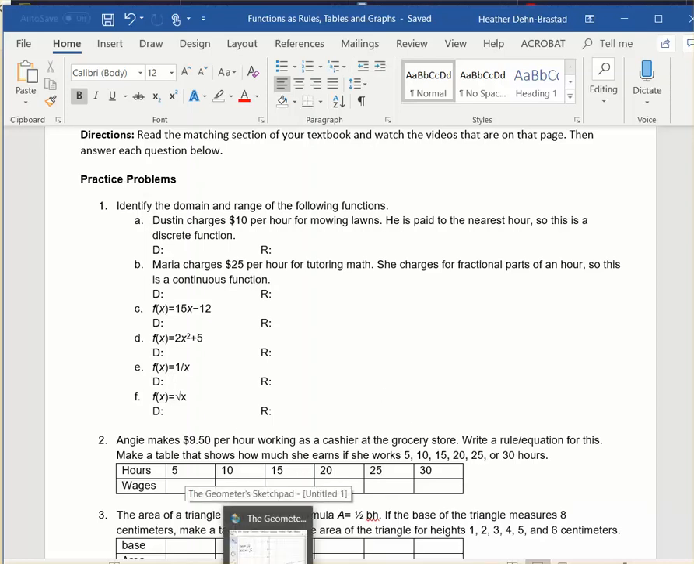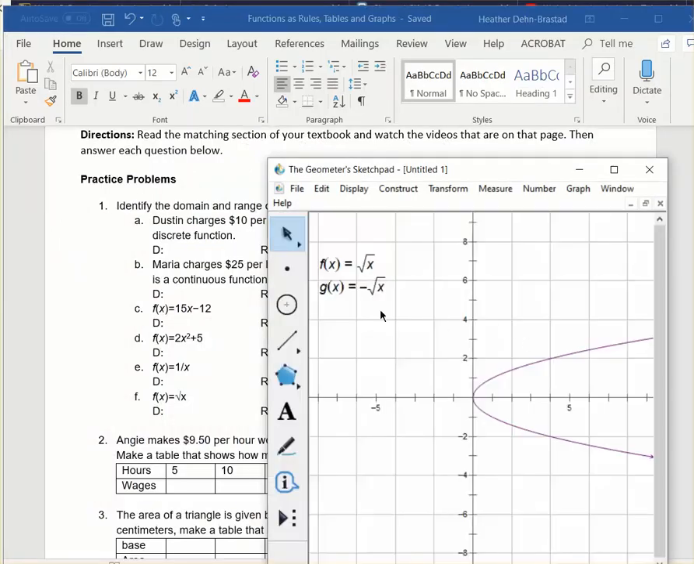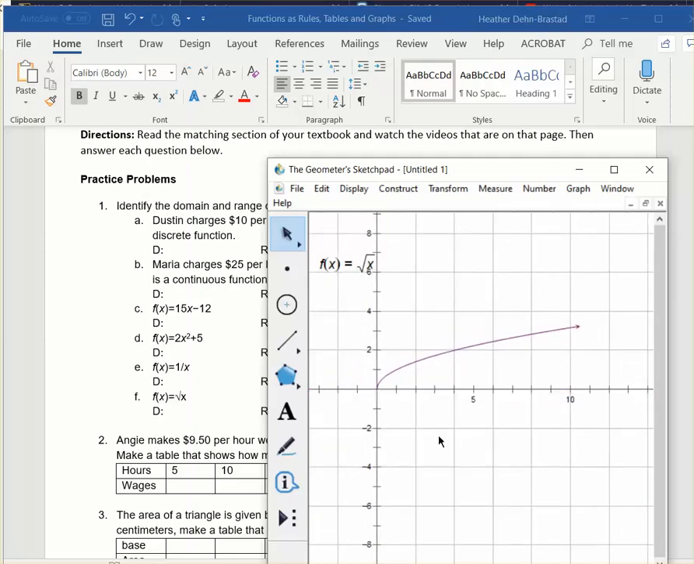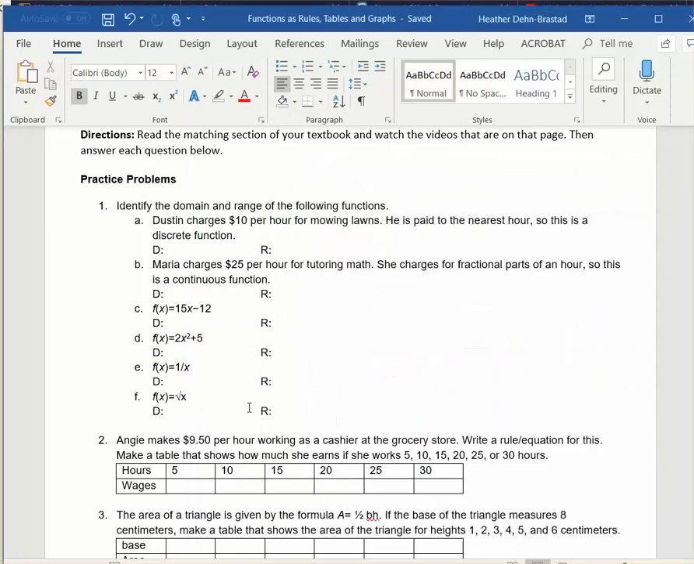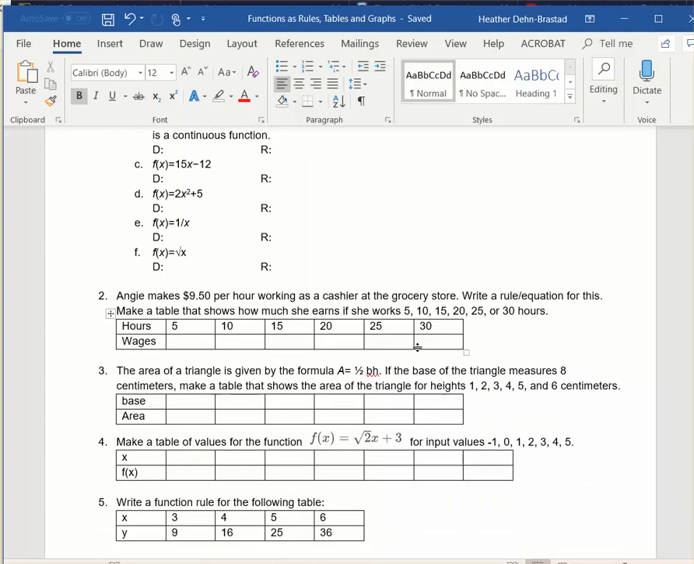In letter F, that square root one, the square root of x is this top part. Let's take this part away. This is the square root of x right here, because I had graphed this for a previous video. So you can think about what the domain and range of it are. All of these, C, D, E, and F, are continuous functions, so all of the domains and ranges will be either all real numbers or an inequality like x is greater than 0 or x is less than 0, or something like that.